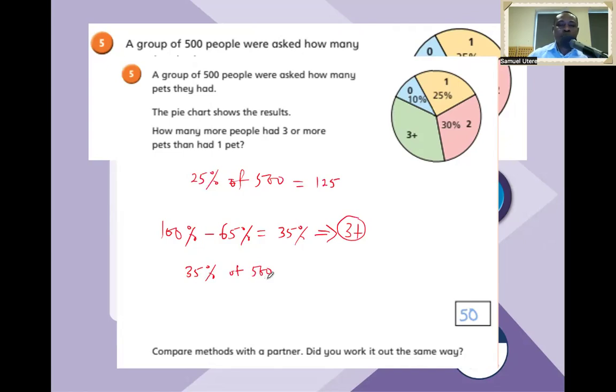So we can find 10%. 10% is to divide by 10. So 10% is 50.